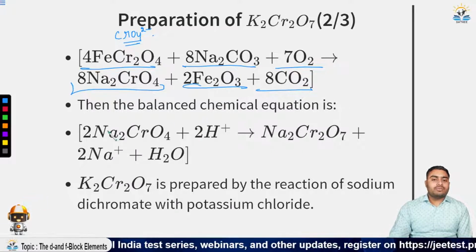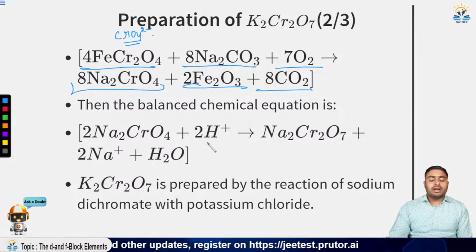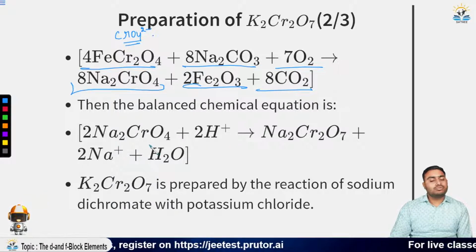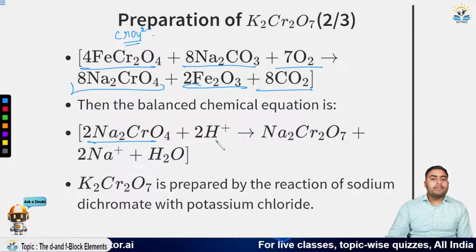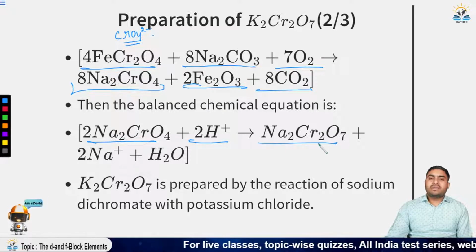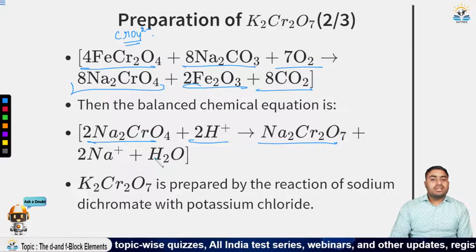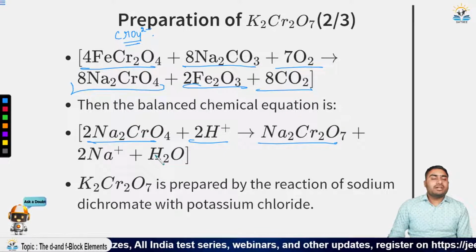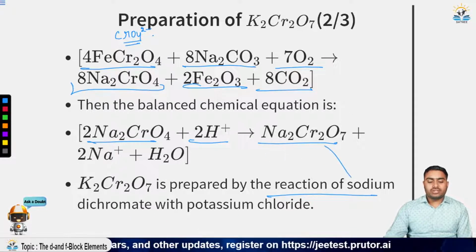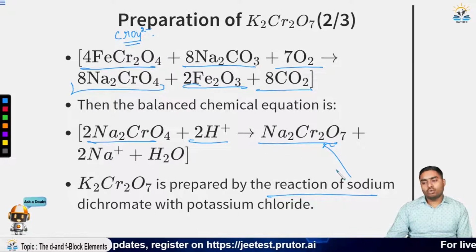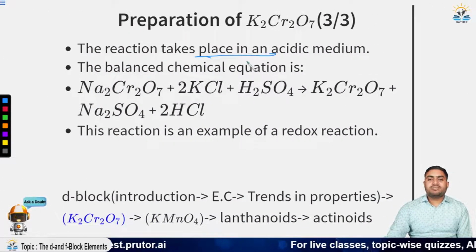If we heat this sodium chromate in the presence of acids, you will get sodium dichromate. So 2Na2CrO4, sodium chromate, plus 2H positive, you will get sodium dichromate Na2Cr2O7 plus 2Na positive plus H2O. Then this Na2Cr2O7 can be converted to K2Cr2O7. K2Cr2O7 is prepared by the reaction of sodium dichromate with potassium chloride. So ion exchange will take place, and this reaction takes place in an acidic medium.